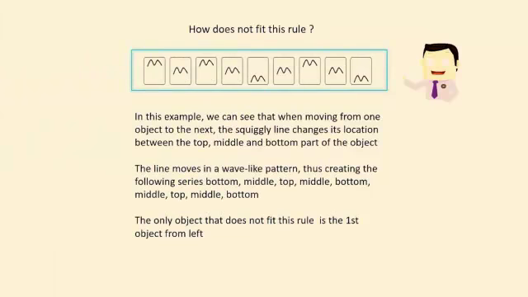We can see that when moving from one object to the next, the squiggly line changes its location between the top, middle, and bottom part of the object. The line moves in a wave-like pattern, thus creating the following series: bottom, middle, top, middle, bottom, middle, top, middle, bottom. The only object that does not fit this rule is the first object from left.